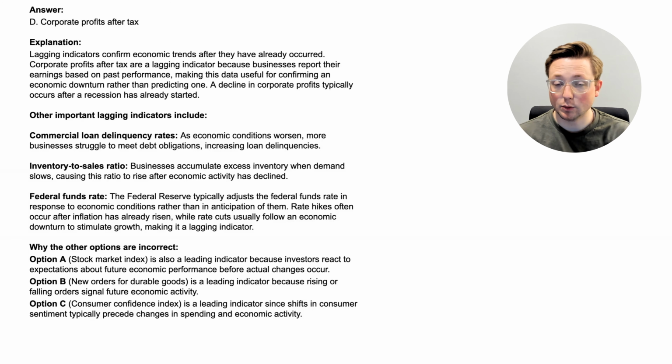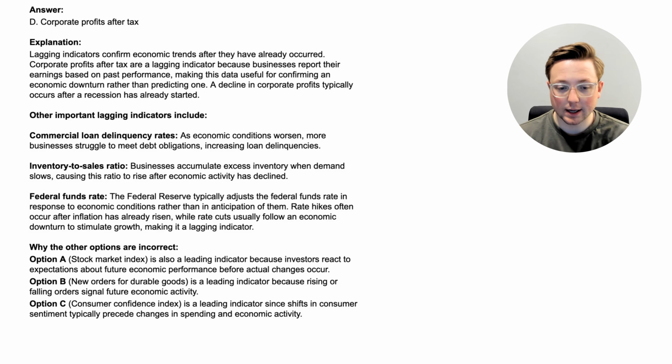And this is one of the things that was in the blueprint. The Federal Reserve typically adjusts the federal funds rate in response to economic conditions rather than in anticipation of them. Rate hikes often occur after inflation has already risen, while rate cuts usually follow an economic downturn to stimulate growth, making it a lagging indicator. So again, the government typically isn't going to predictively do these things. They're doing them after things have already happened in the economy and they're trying to help or change things in the economy.